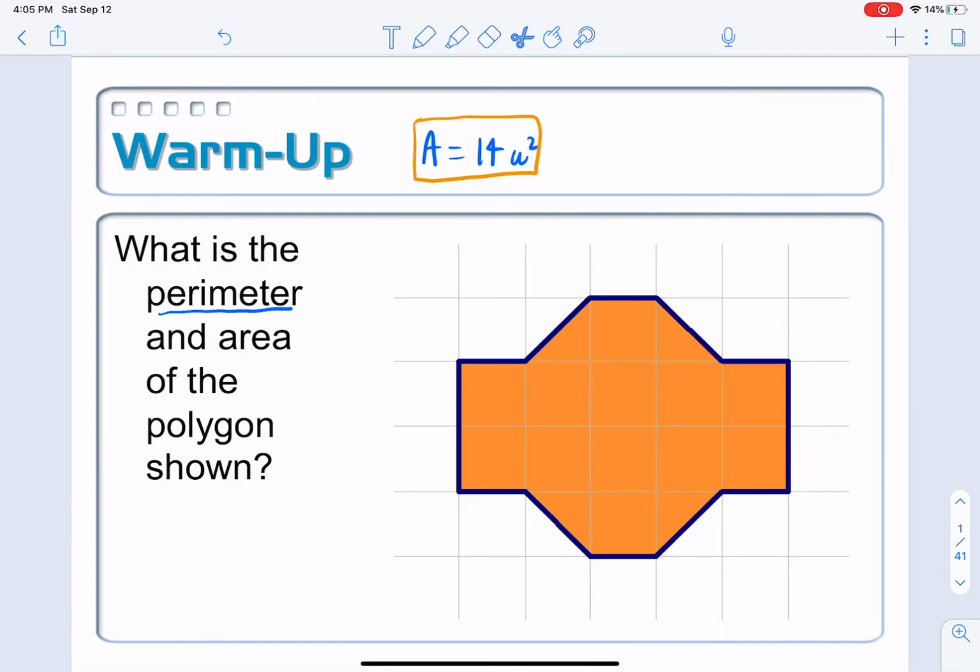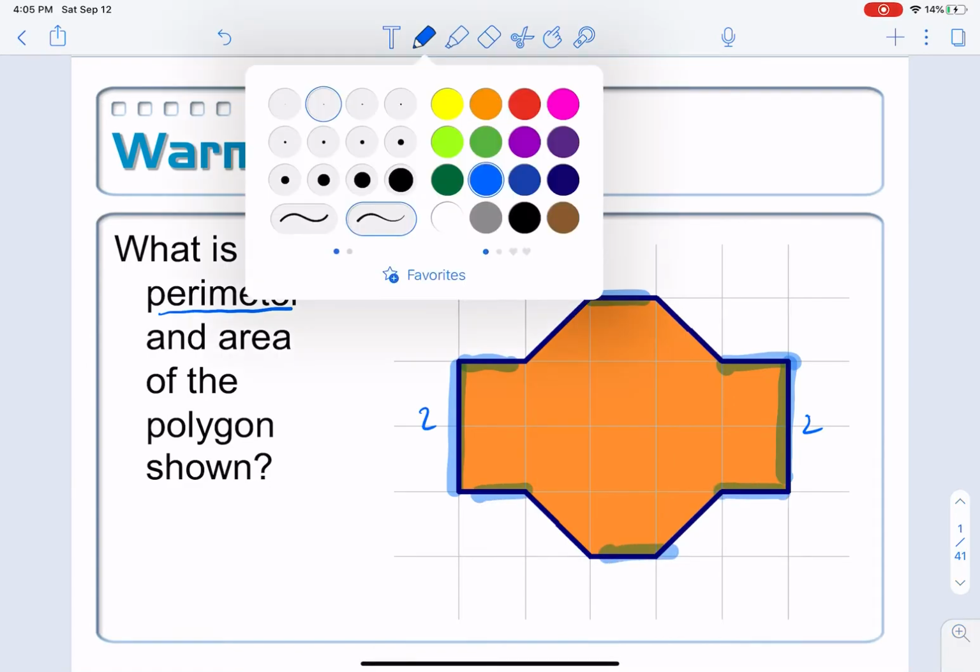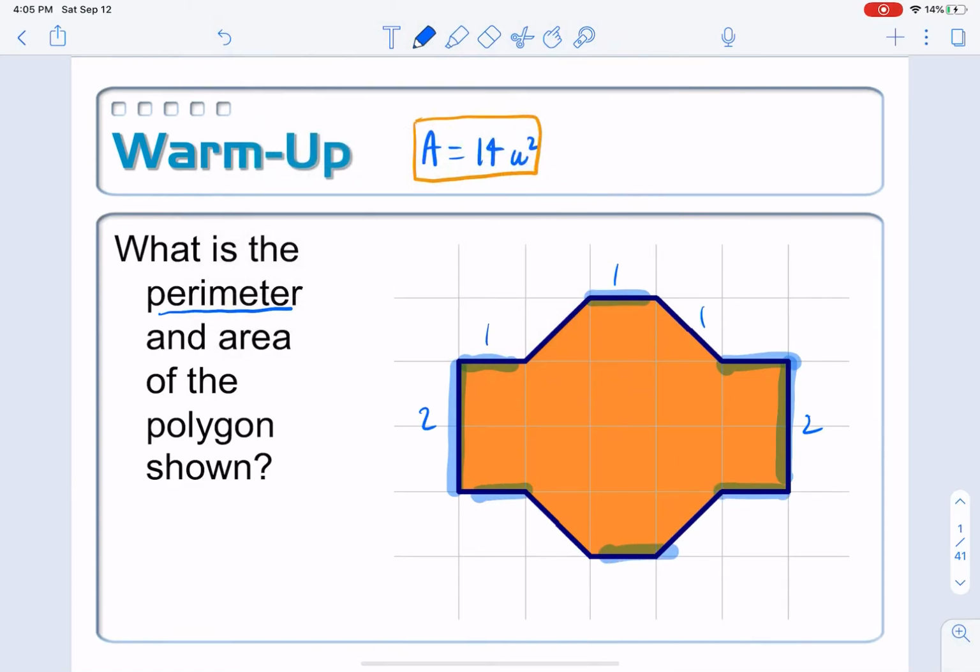I'm going to start with all of the vertical and horizontal ones because those are the easiest to count up. So on both the left and the right side, we have a 2 and a 2. And then all of the horizontal pieces, each one of these is 1. Okay, I can do that. 1, 1, 1, 1, 1, 1, and 1. And what I'm left with here are the diagonal pieces.